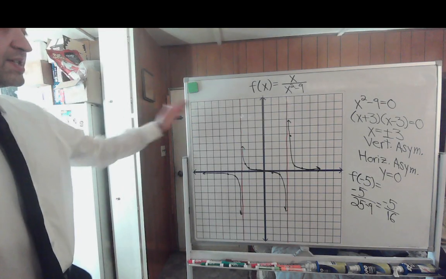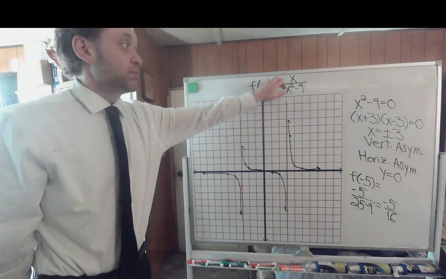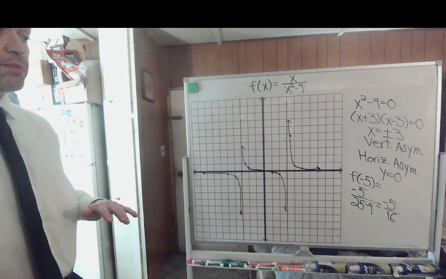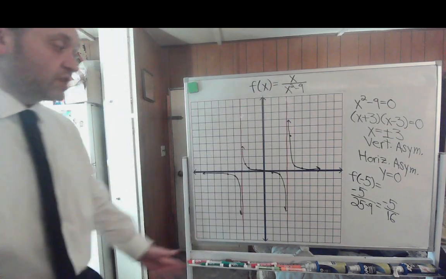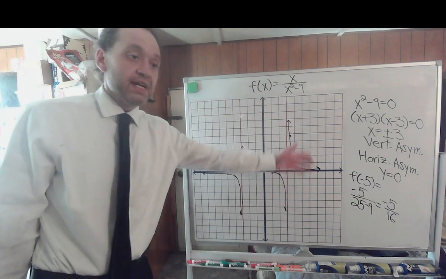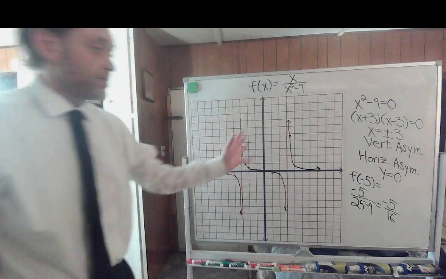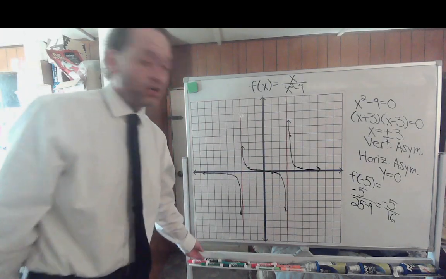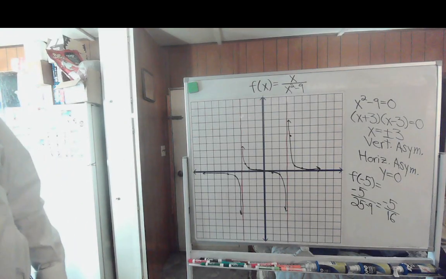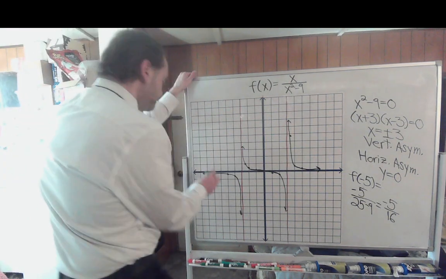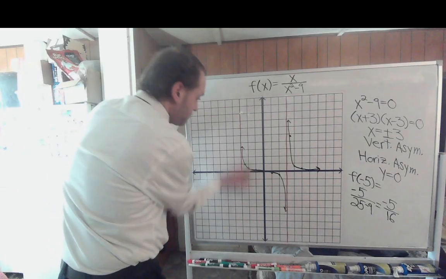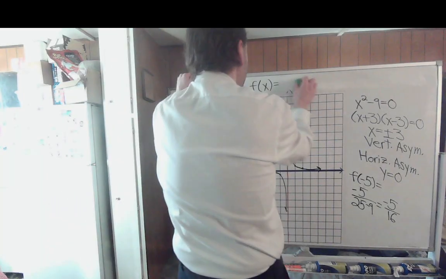So really, this is what the graph of f of x equals x over x squared minus 9 would look like. So in general, whenever you have a linear over a quadratic, this is generally what you tend to get. You tend to actually get 3 pieces, which I think is kind of cool. So, and there's more. There's more where this came from.